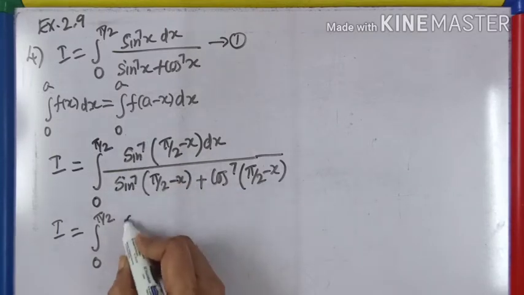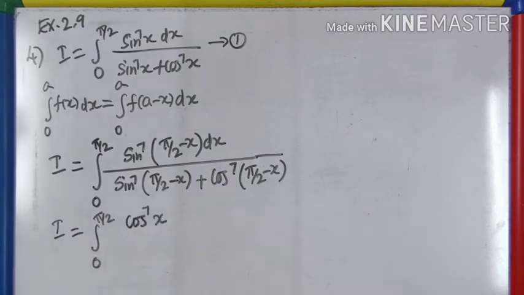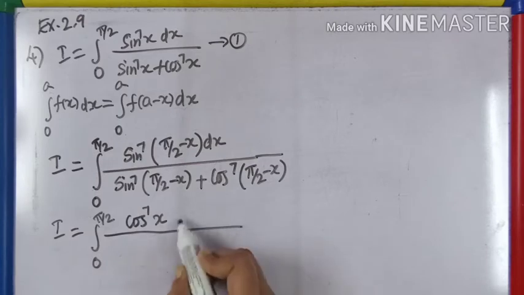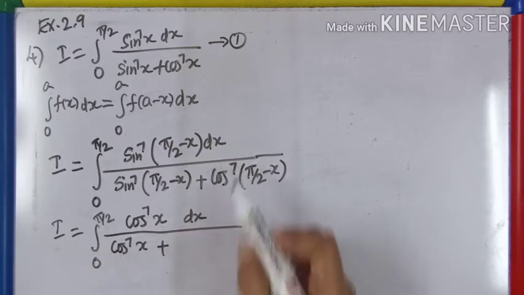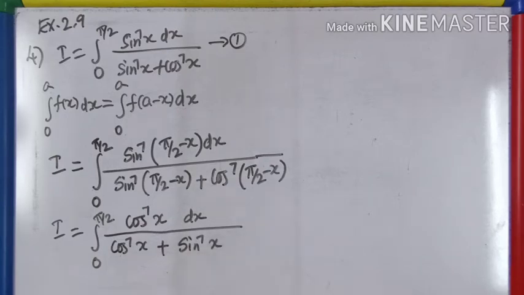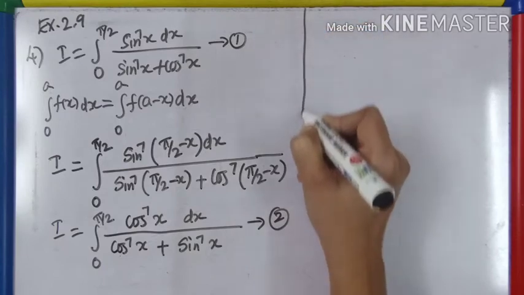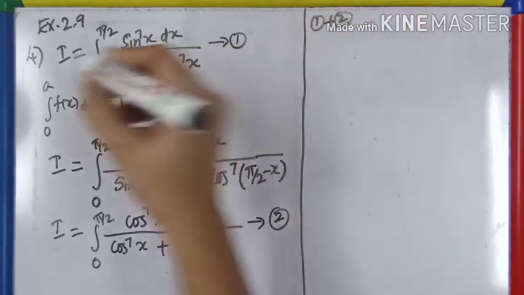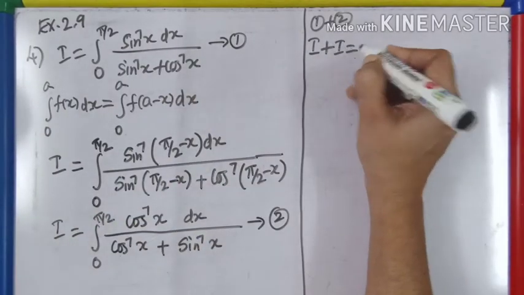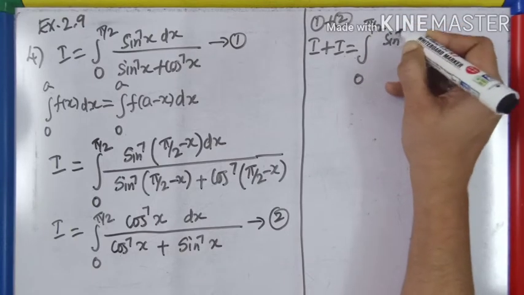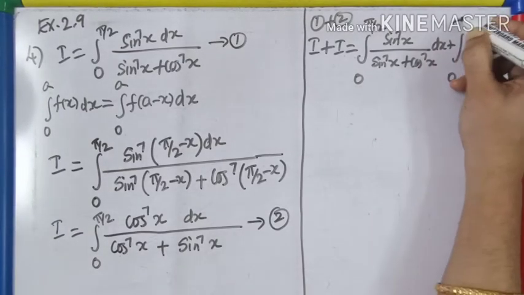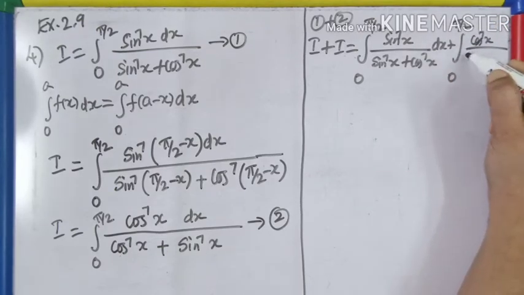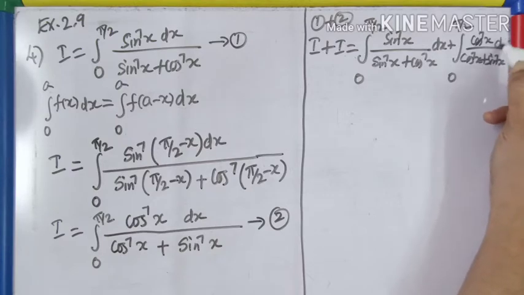So the transformation takes place whenever it is pi by 2 minus theta. So sine power 7 will now become cos power 7x. Instead of this pi by 2 minus x, I put only x. Sine will become cos. Same way, the denominator sine power 7 will become cos power 7x. Cos power 7 will now become sine power 7x. Call this as number 2. Let me add 1 and 2. The LHS is I. Here also it is I. Integral 0 to pi by 2 sine power 7x by sine power 7x plus cos power 7x dx. Integral 0 to pi by 2 cos power 7x by cos power 7x plus sine power 7x dx.